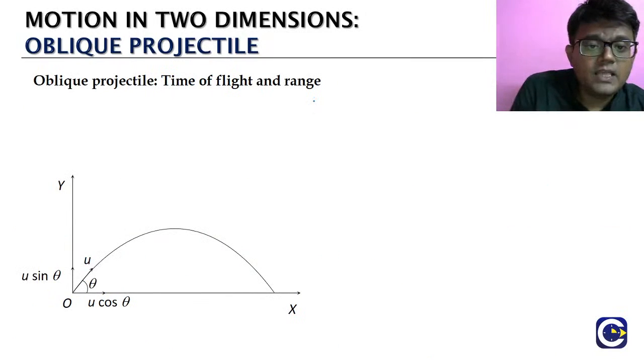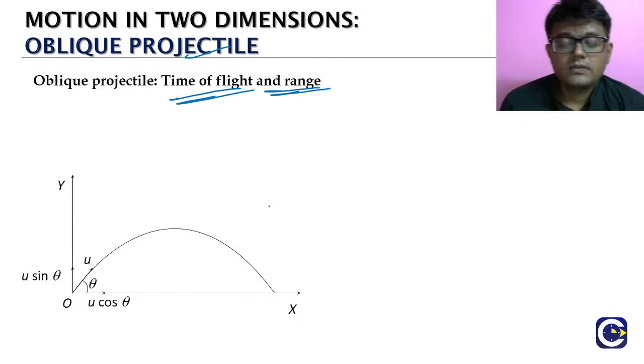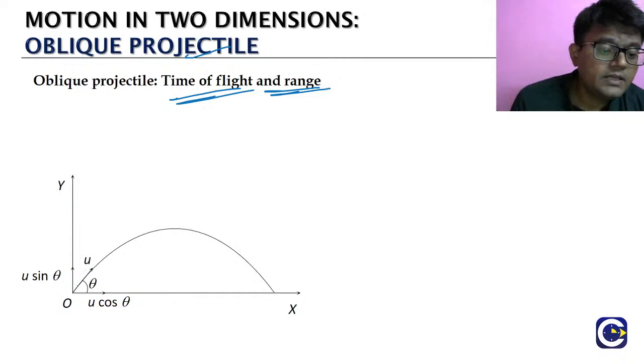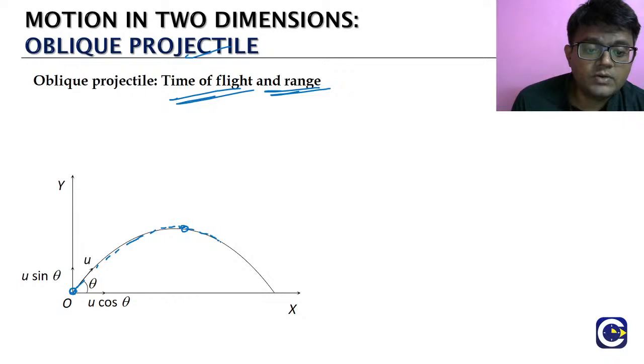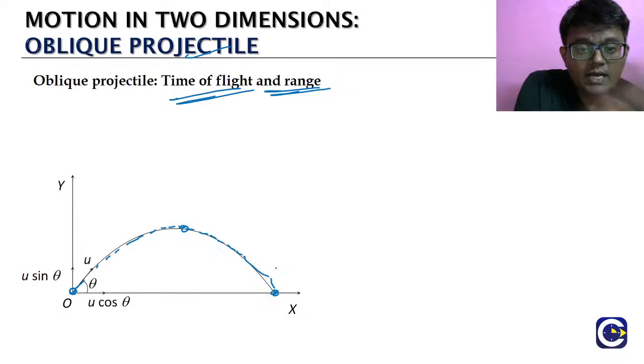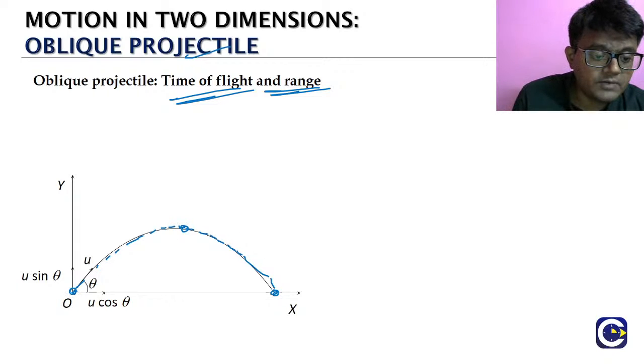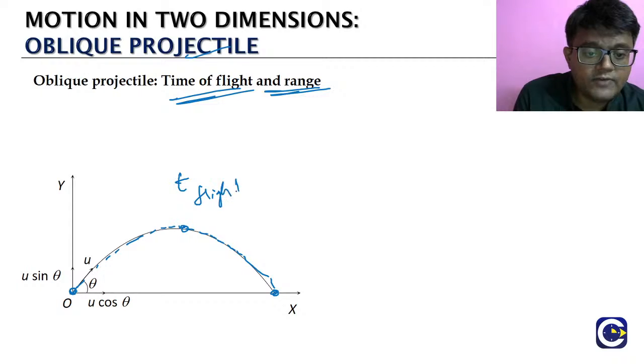Another concept, time of flight and range. Okay, so what do you know about time of flight? Starting from here, it goes up to the maximum height, after that it starts coming down, and finally it reaches the surface of the earth again. So the total time it takes to come from here to here, that is what we call the time of flight.